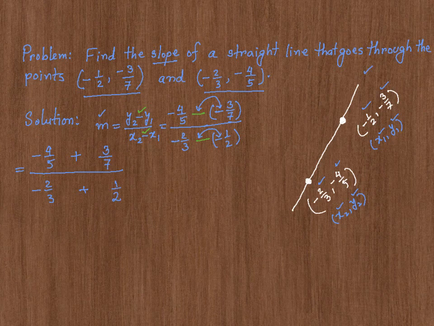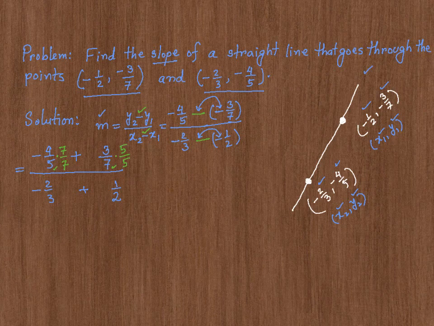Now please look at the numerator, we have two fractions. Look at the denominator, we have two fractions. We need to simplify them. So we need to look at the LCD of these numbers. LCD of 5 and 7 is 35. So I am going to multiply this fraction by 7 and divide by 7. And this one multiplied by 5 divided by 5.